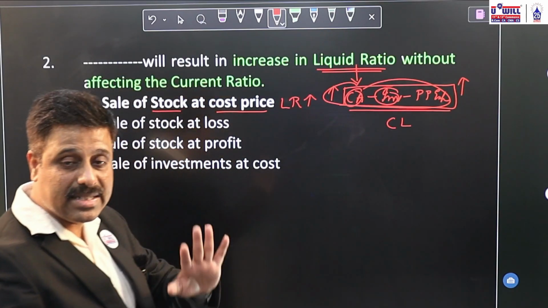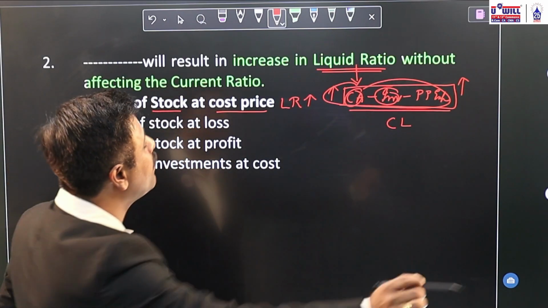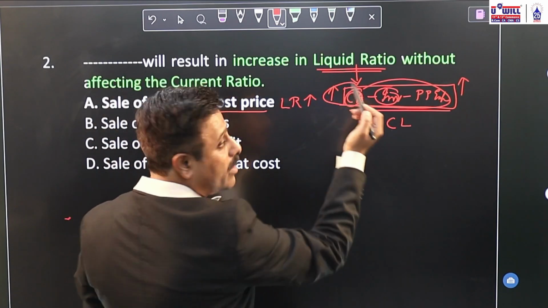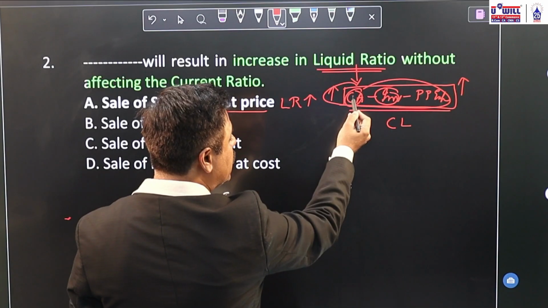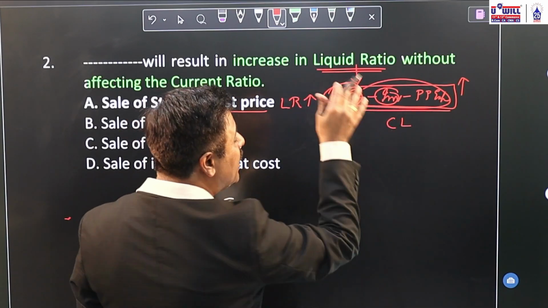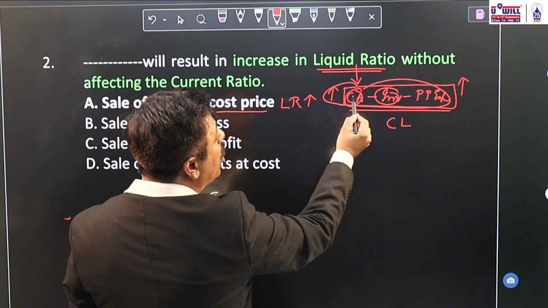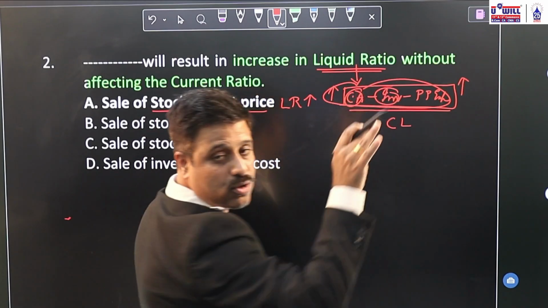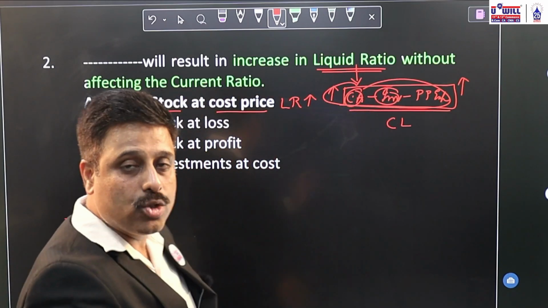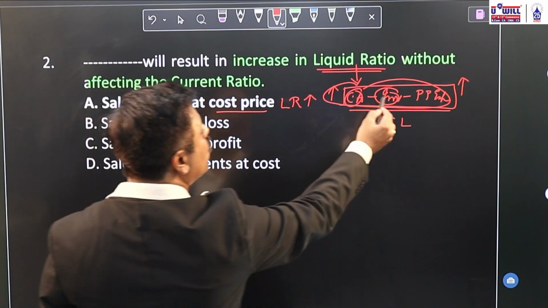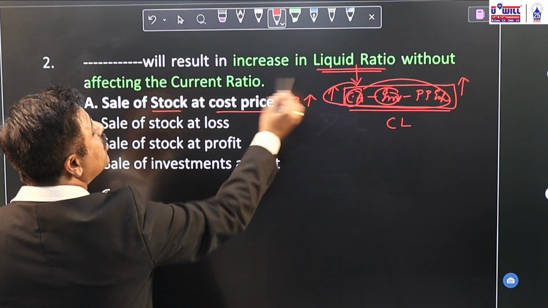Again, understand the reason why liquid ratio is going to increase. Cash will come in, so current assets will increase, or on credit sales, debtors will increase. And goods are going out at cost price, so inventories will decrease. Overall liquid assets will increase because current assets increase and inventories, which you are subtracting, decrease. So overall there will be a tremendous increase in liquid assets. Now if numerator increases, then liquid ratio is going to increase.